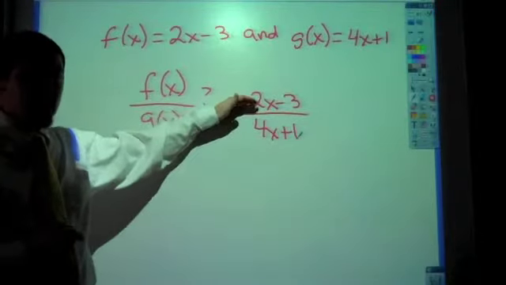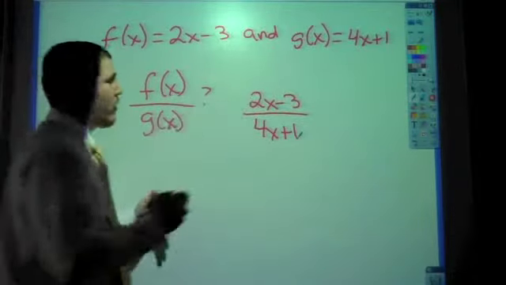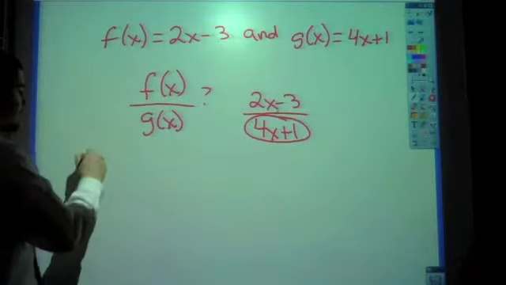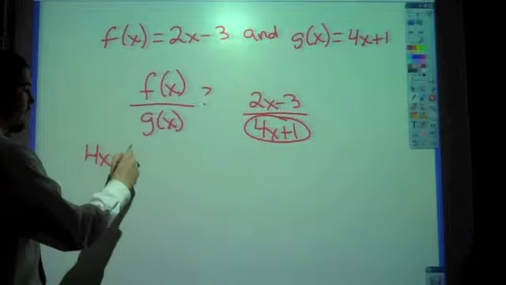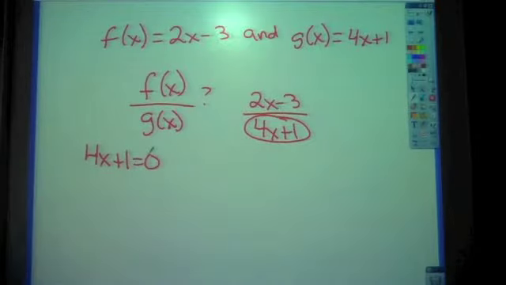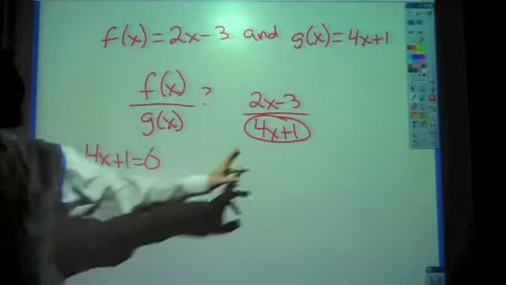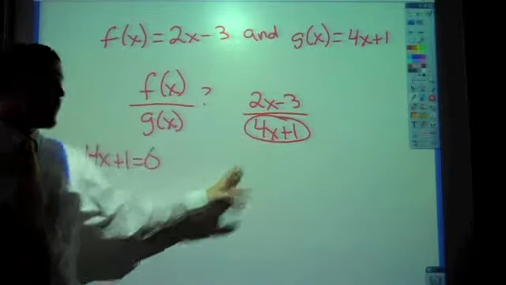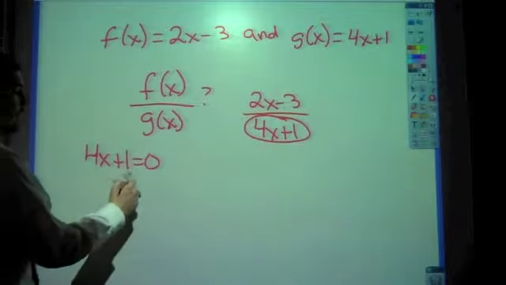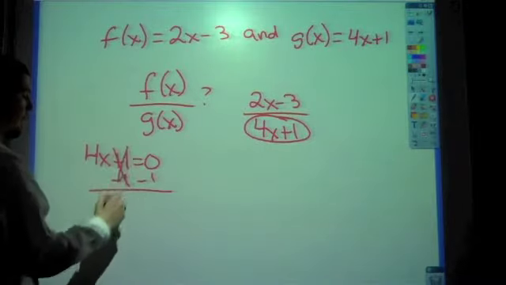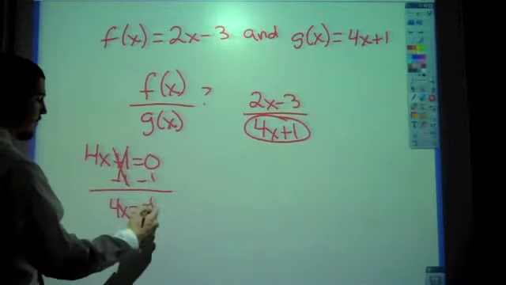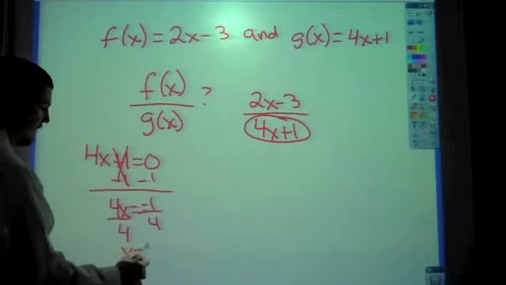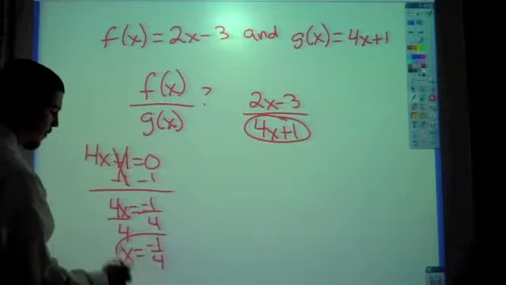We're not going to try to divide any of these numbers. What we are going to do, however, remember, is take the denominator and set it equal to 0. 4x plus 1 equals 0. Remember, we're doing this because the denominator of my problem cannot equal 0, because you can't divide by 0. So we have to find out where that happens. Subtract 1 from both sides. 4x equals negative 1. Divide both sides by 4, and we find that x equals negative 1 over 4.